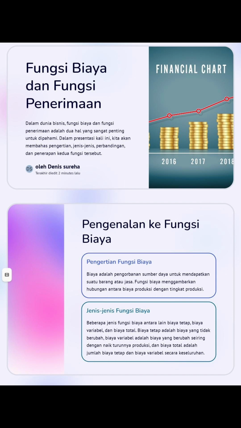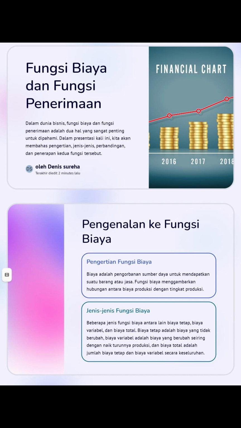Introduction to cost function. Understanding the cost function: cost is the sacrifice of resources to obtain a good or service. The cost function describes the relationship between production cost and production level.